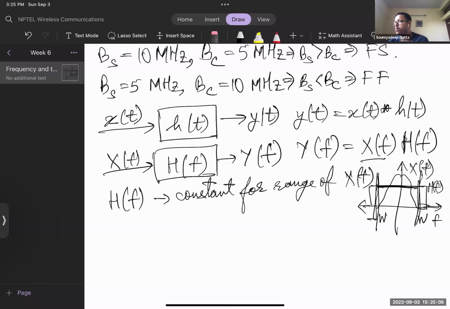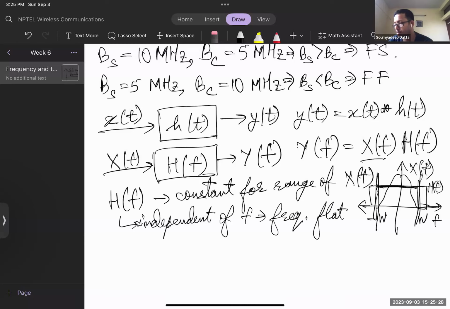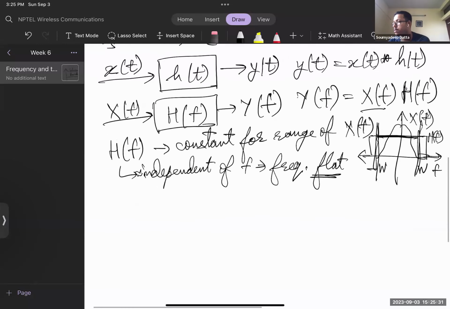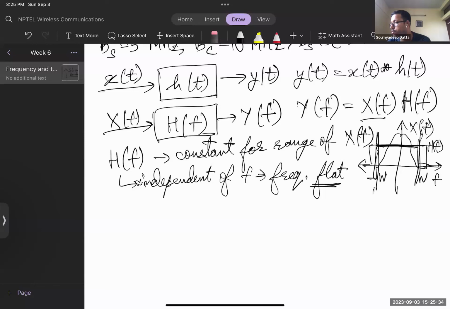Roughly. Then we can call it roughly independent of frequency, or in other words, frequency flat. On the other hand, you can also have h of f fluctuating in this range, right? Something like this. So this can be another case of it.